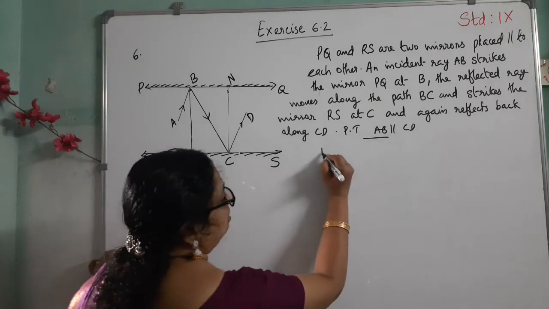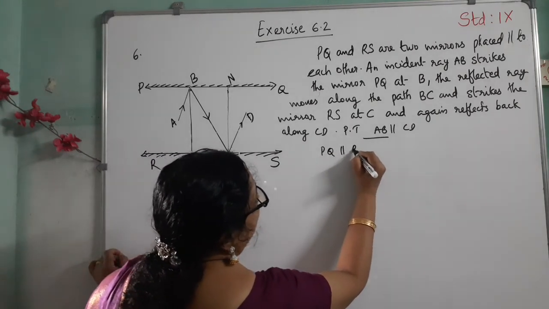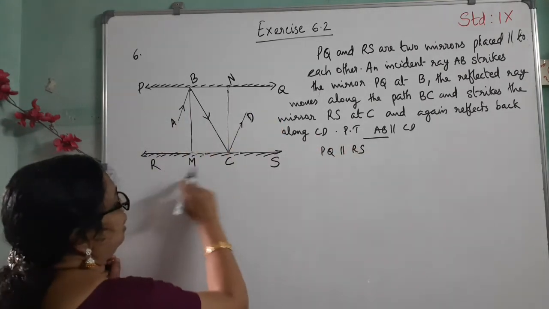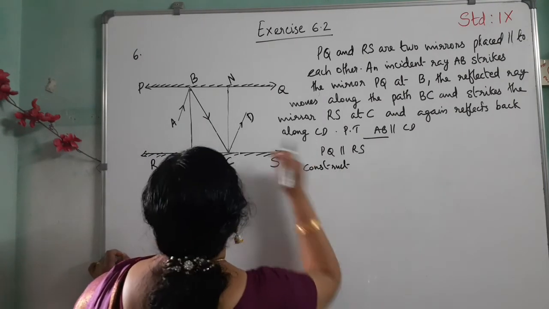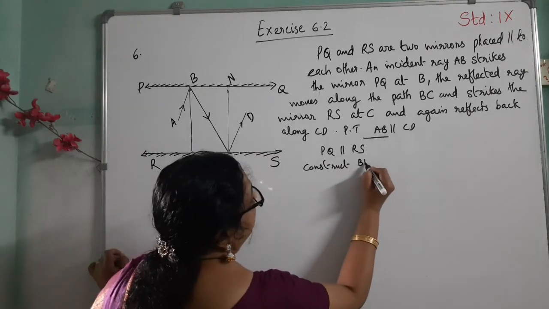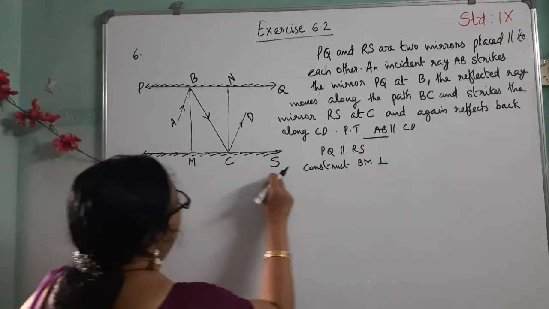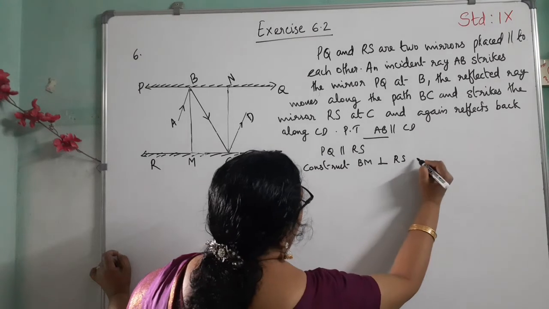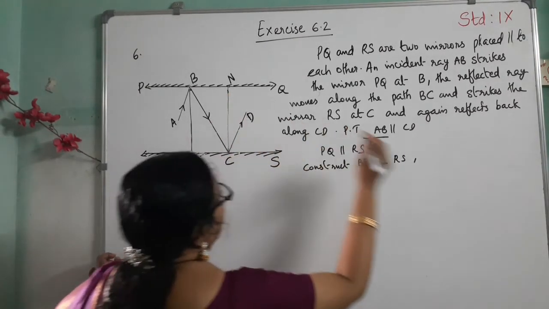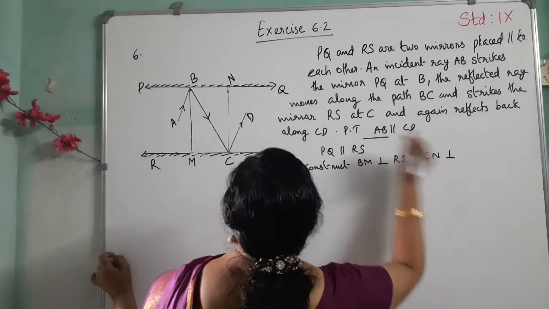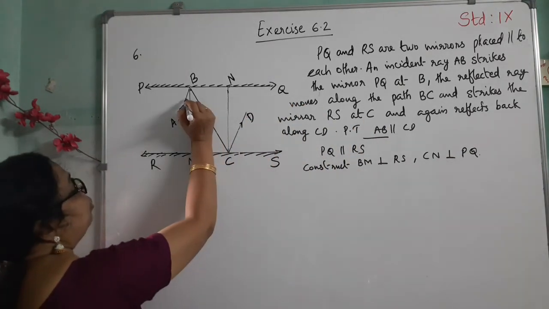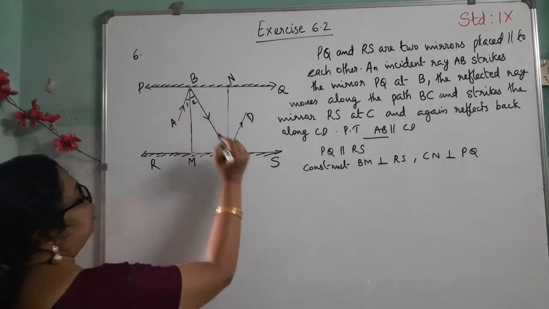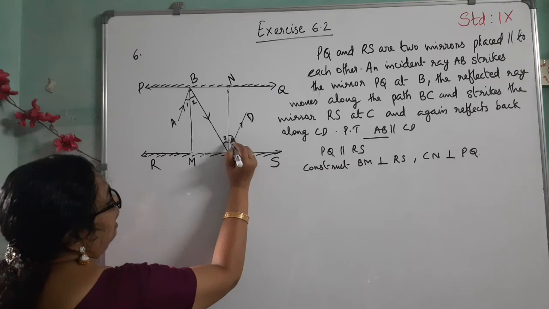Whatever is given, first we can write PQ parallel to RS. Then construct BM perpendicular to RS and CN perpendicular to PQ. Then here are two angles. This is the angle of incidence, that is 1, then 2. Here are angles 3 and 4.